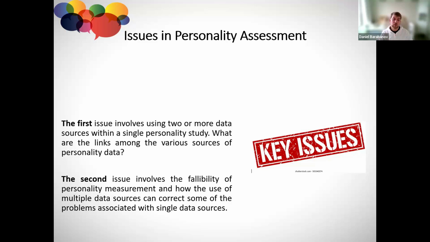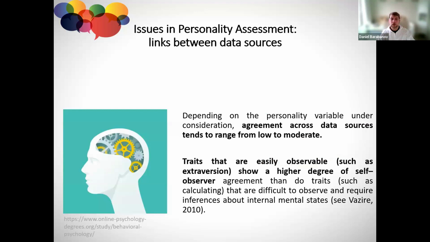It's the first problem. The second problem involves the fallibility of personality measurements and how the use of multiple data sources can correct some of the problems associated with single data sources. Sometimes our measurement techniques can be connected with some errors, so they're not fully error-free. And again, it creates additional problems for personality assessments. These are two key issues in this topic.